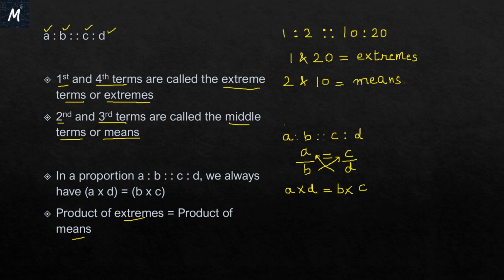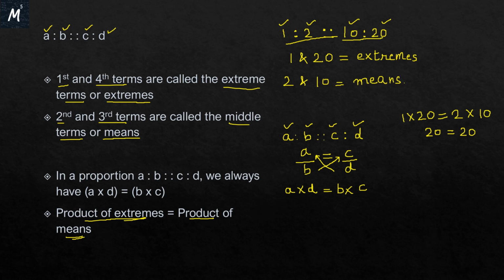And we know A and D are extremes. That is why we say product of extremes. B and C are middle terms, means. So product of means. And in this example, 1 into 20 will be equal to 2 into 10. And we can also see it is 20 only. 20 equals 20, so the products are the same. Hence we can say that these four numbers are in proportion.